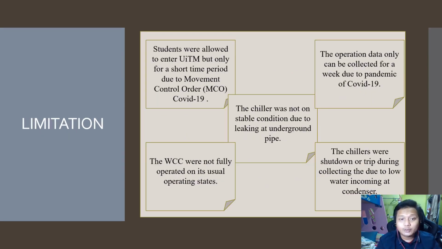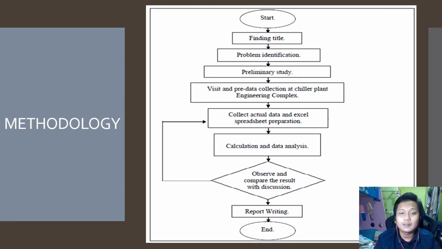Limitations: students were allowed to enter UiTM, but only for a short time period due to the Movement Control Order (MCO) for COVID-19. The operation data could only be collected for a week due to the pandemic. The chiller was not in a stable condition due to leaking at an underground pipe. The water-cooled chiller was not fully operated in its usual operating state. The chiller was shut down on all trips during data collection due to low incoming water at the condenser.